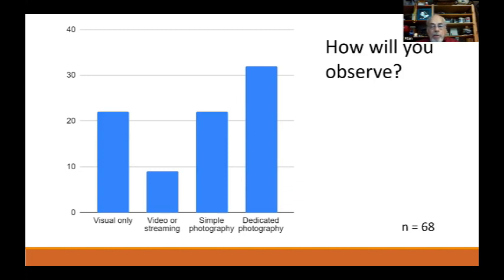And then video streaming, simple photography with a point-and-shoot kind of camera, or dedicated photography with a telescope, a telephoto lens, or specialized cameras. A lot of those were multiple, so people are doing one, two, or three of those things. Those numbers don't add up to 100%; they're more than 100%. But to some extent, I'm glad to see that at least a third of the people are just planning on enjoying the view, which is a good attitude to have.